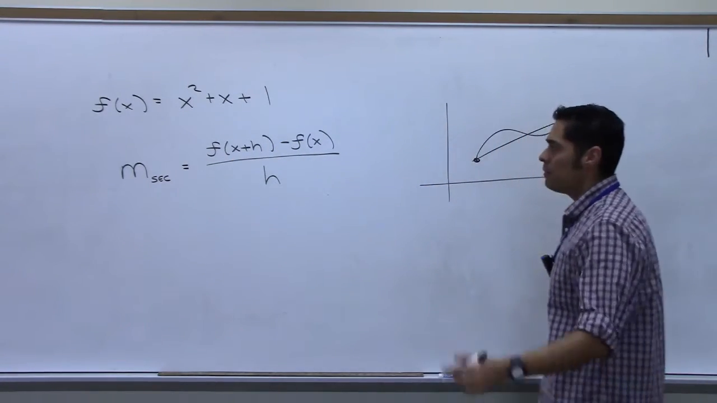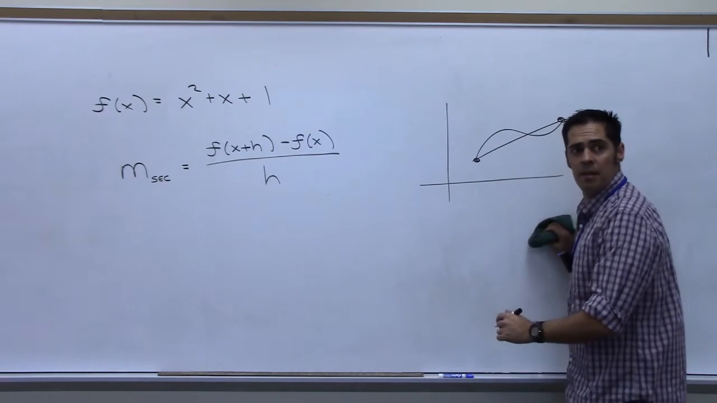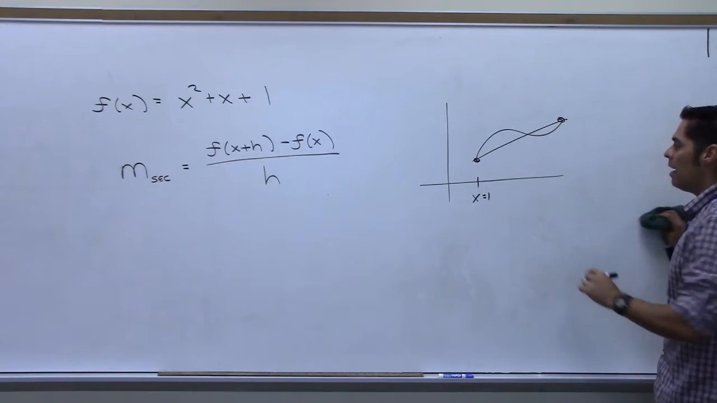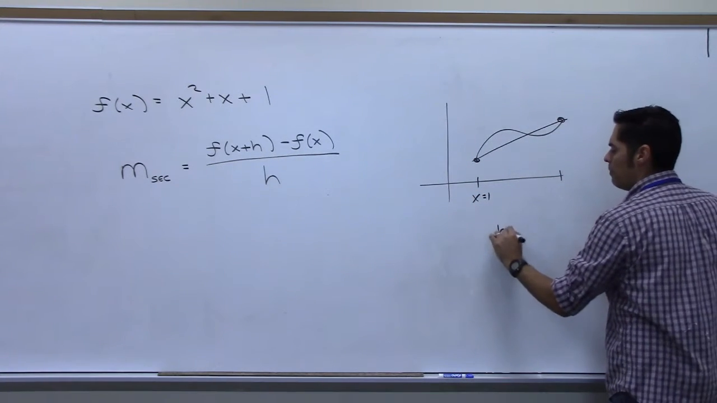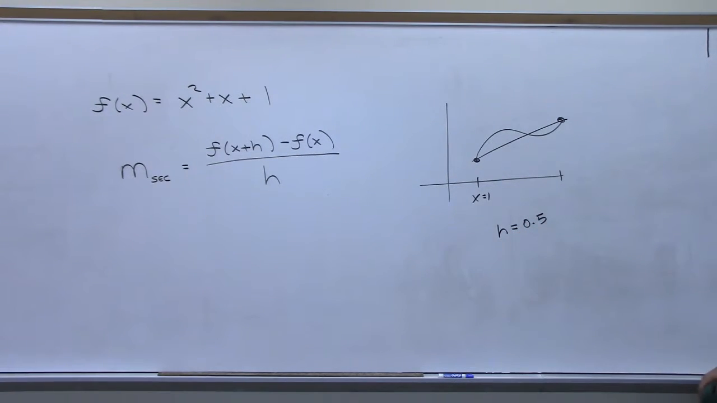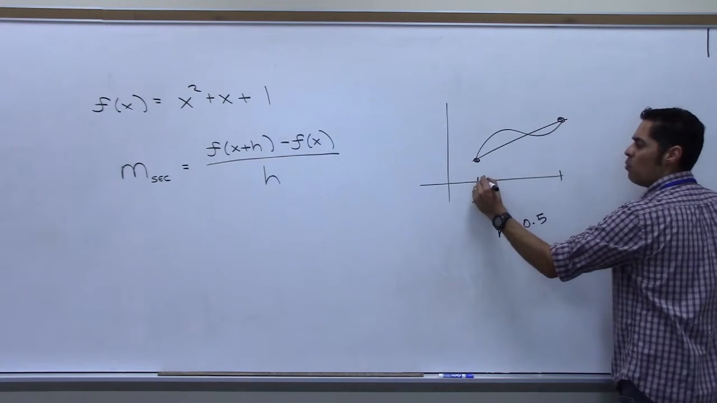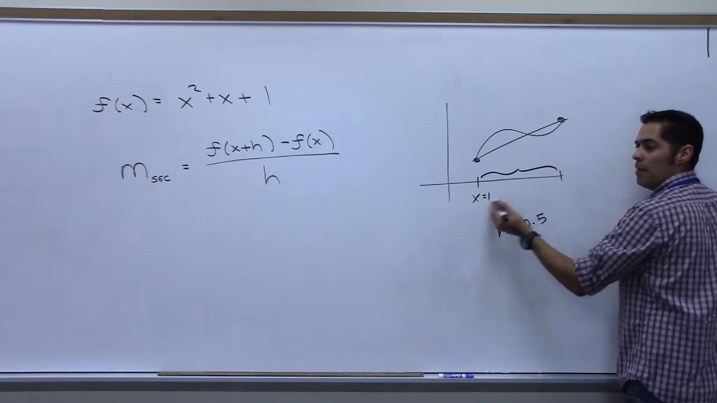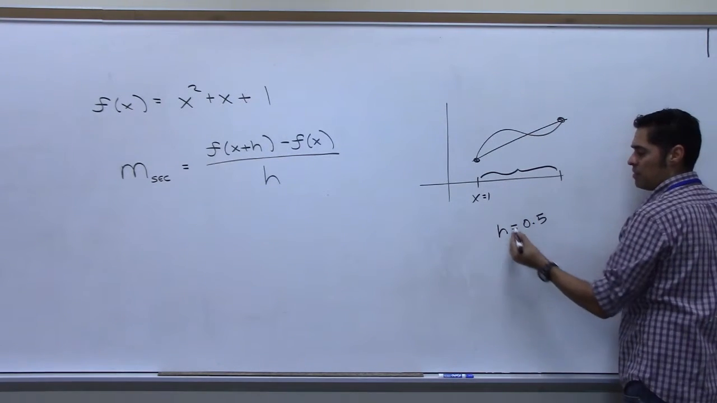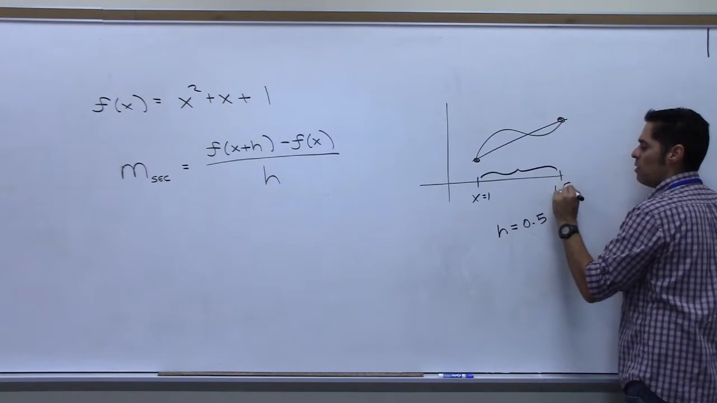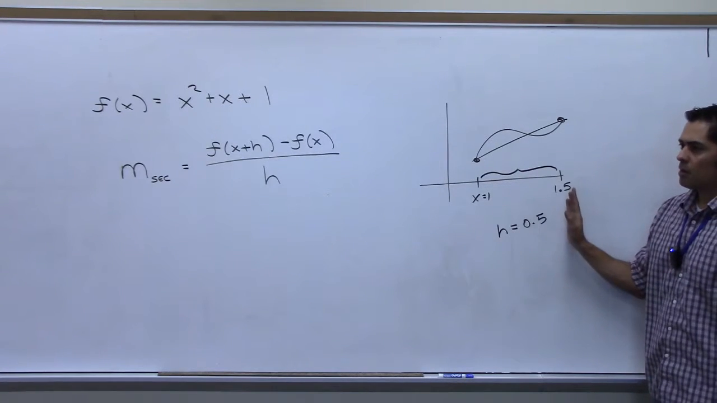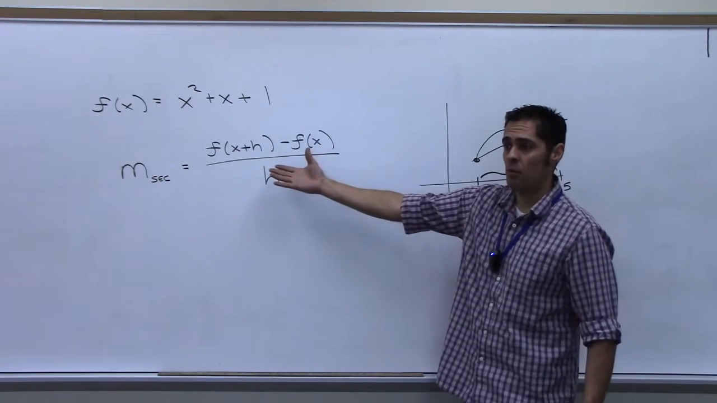And what they want us to do for part A is they want us to pick for x1 and for h 0.5, right? So we're actually going to take 1 and we're going to add how much to it? X plus h. What would x plus h be? So the next point is 1.5, right? Just trying to show you geometrically what's happening here. All we really need to do is just plug things into the formula.